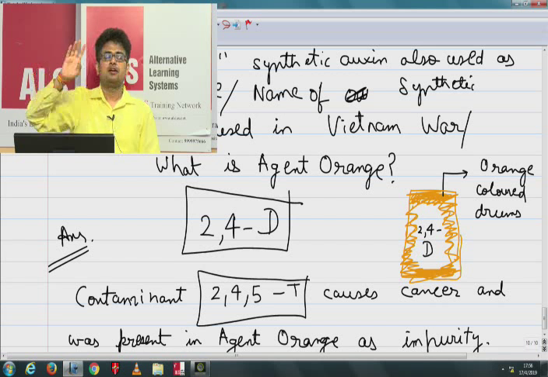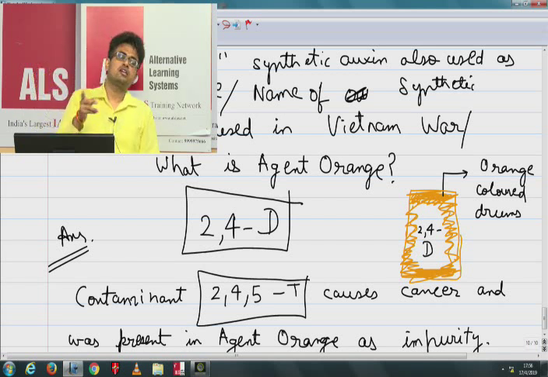And which hormone is used in agriculture to prevent loss of water through stomata? Abscisic acid, synthetic abscisic acid. The exact name is PMA, phenyl mercuric acetate. And which hormone is used in fruit ripening? Ethylene.